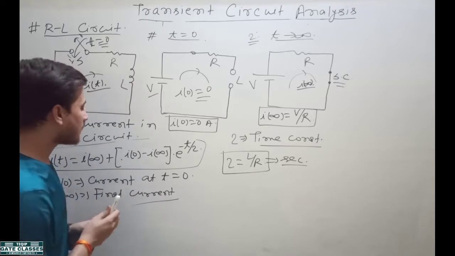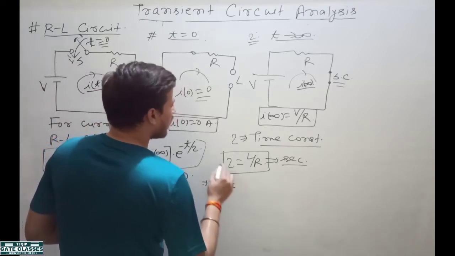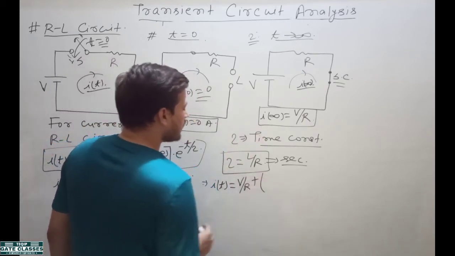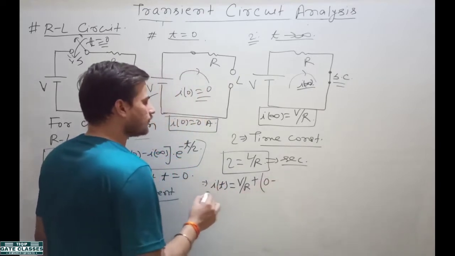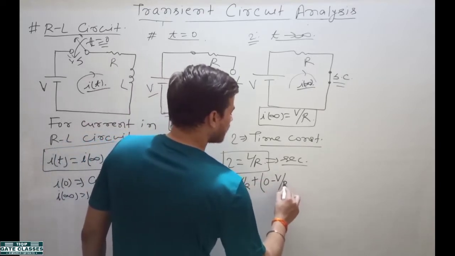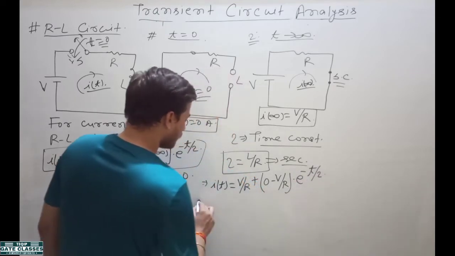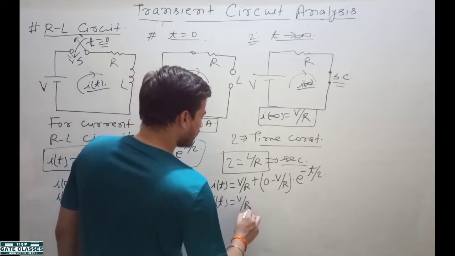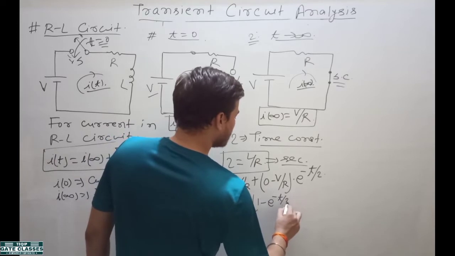So let us write the expression for i(t). So i(t) will be equal to I infinity, that means V by R, plus I0. The value of I0 is 0, minus I infinity, which is V by R, into e to the power minus t by tau. From here you can write i(t) will be equal to V by R into 1 minus e to the power minus t by tau.